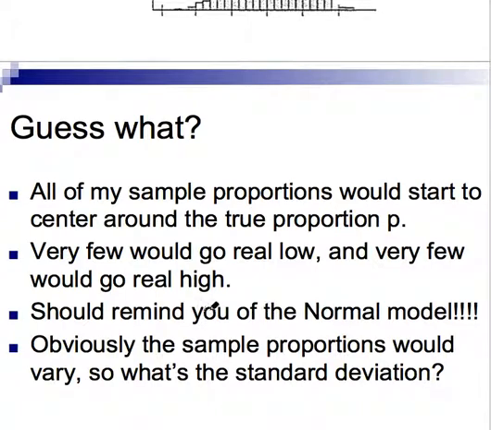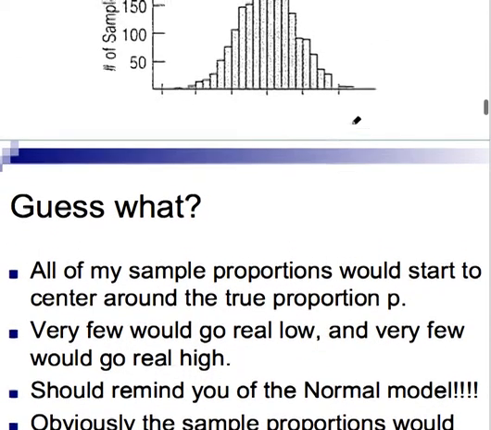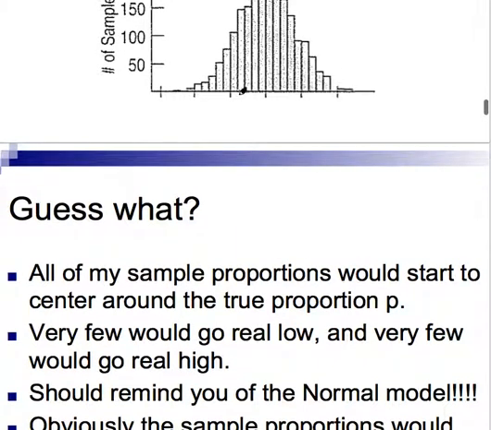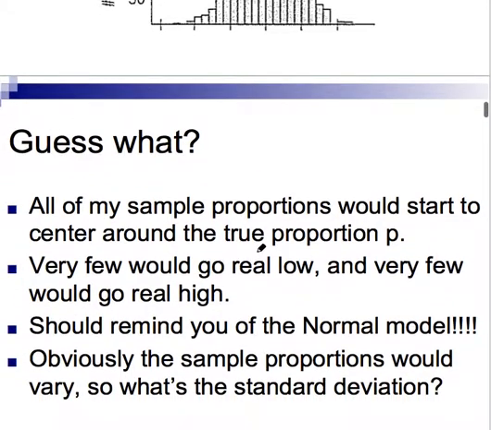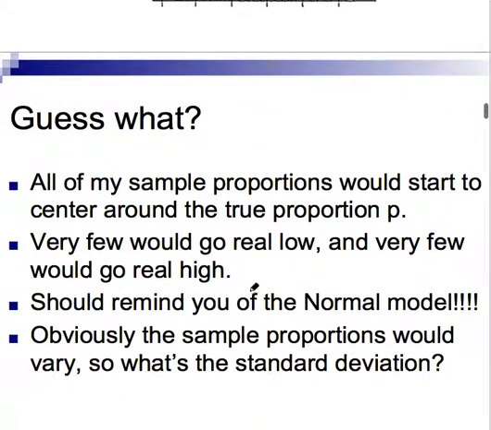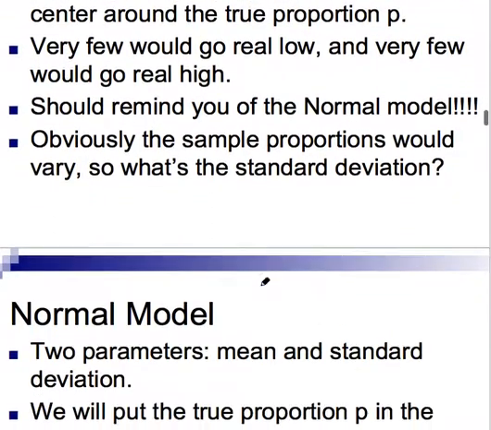Okay, very few will go real low, very few are high. So if I look at this, very few are high, very few are low. Most of them center right around the mean. Okay, so the sample proportions would vary. So how do we figure out the standard deviation of that? Well, we have a formula for that.